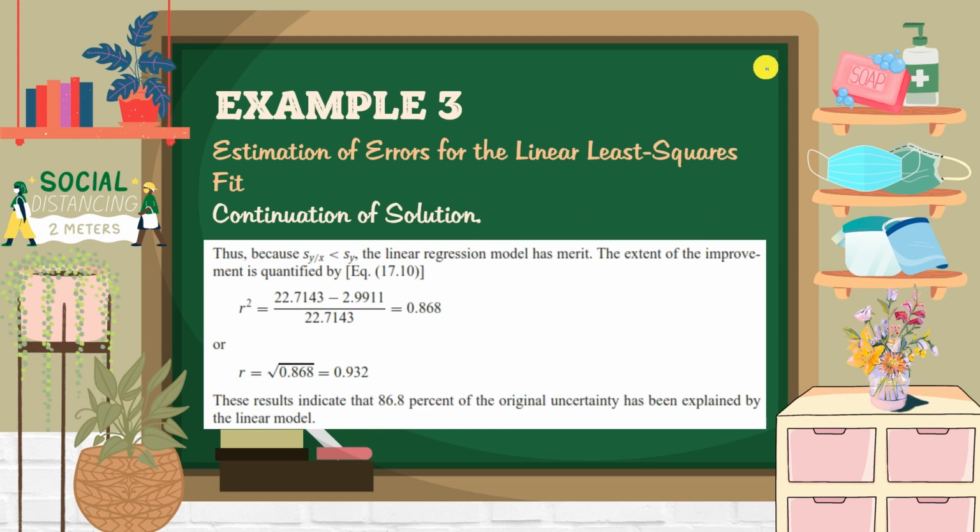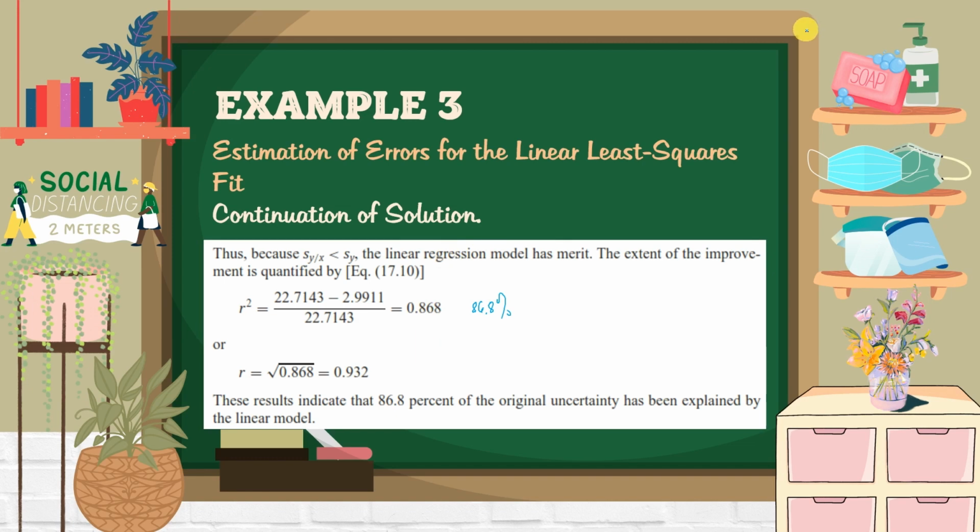The extent of the improvement is quantified by equation 17.10, which gives r squared equals 22.7143 minus 2.9911 all over 22.7143, which equals 0.868, or r equals the square root of 0.868, which equals 0.932. These results indicate that 86.8% of the original uncertainty has been explained by the linear model.